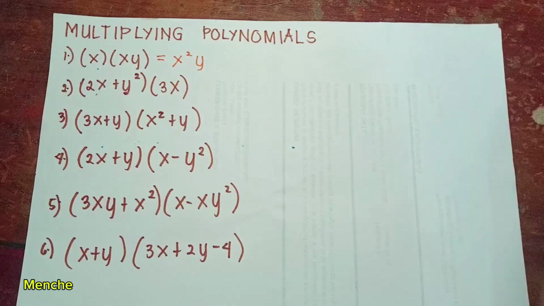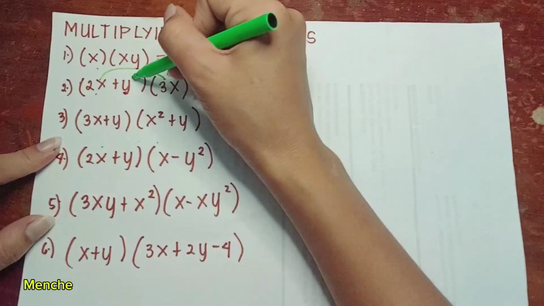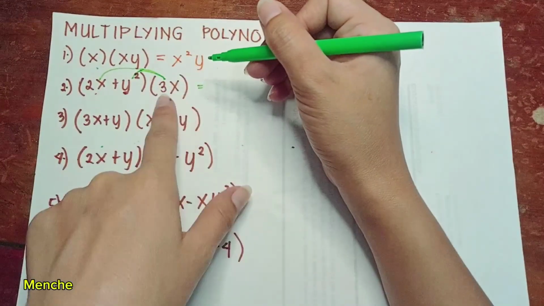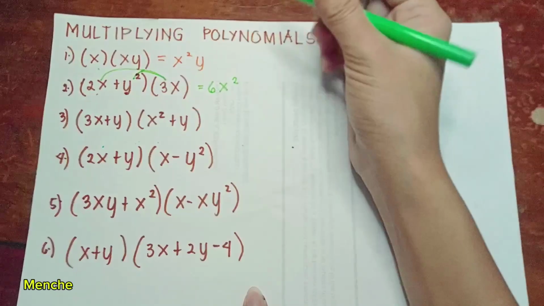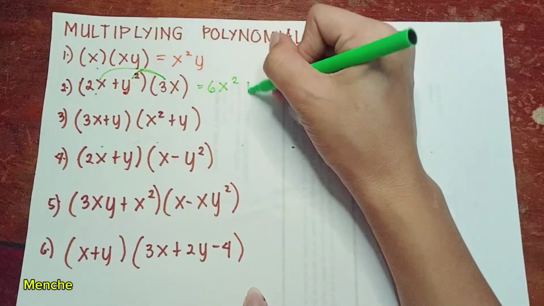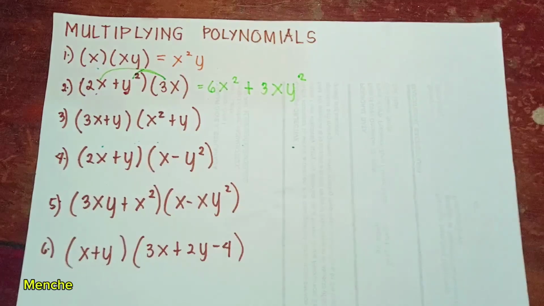In the second example, we have one monomial and a binomial. So we have to distribute this monomial to the binomial. That is 3x times 2x, that is 6x squared. Next is 3x times y squared, that is 3xy squared. So that is the answer.